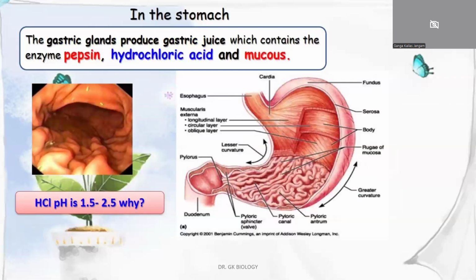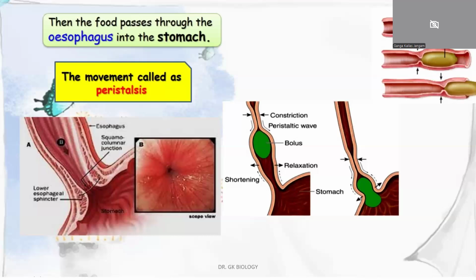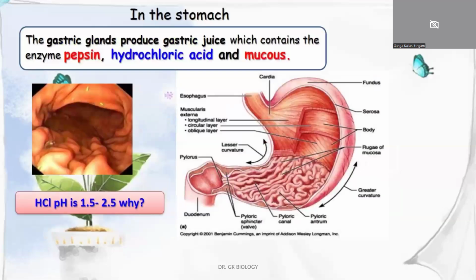So, can we see any digestion in the esophagus? No, no digestion takes place; it only helps to pass the food from the mouth to the stomach. Here you have to remember, the stomach is a J-shaped, bag-like structure. In the stomach, the gastric glands produce gastric juice, which contains the enzyme pepsin, HCl, which is hydrochloric acid, and mucus.